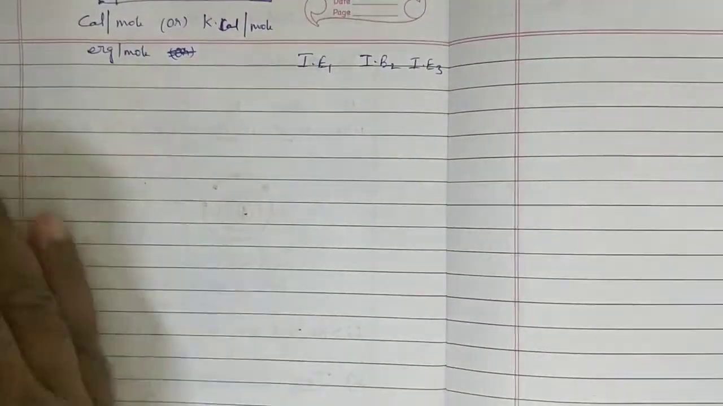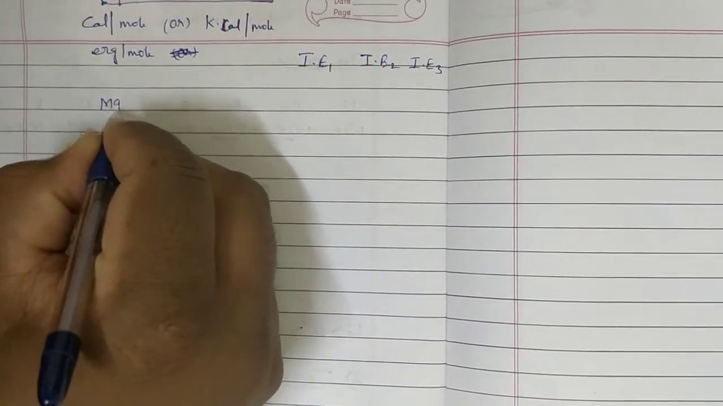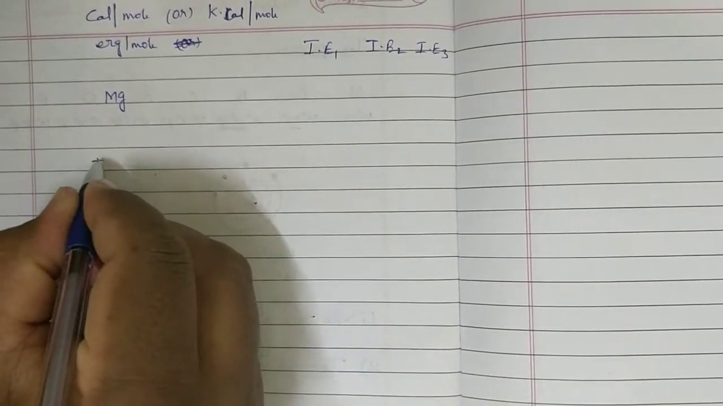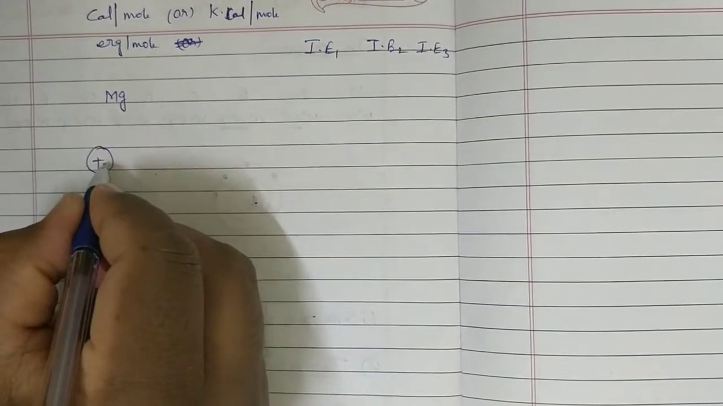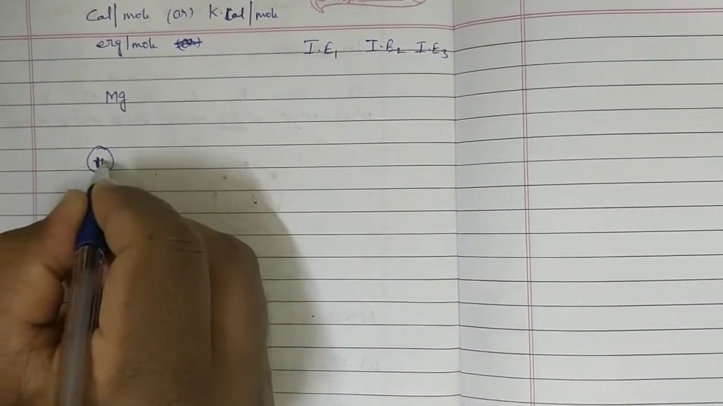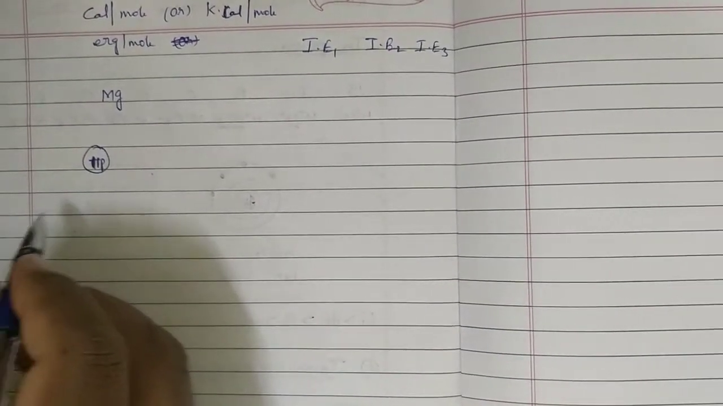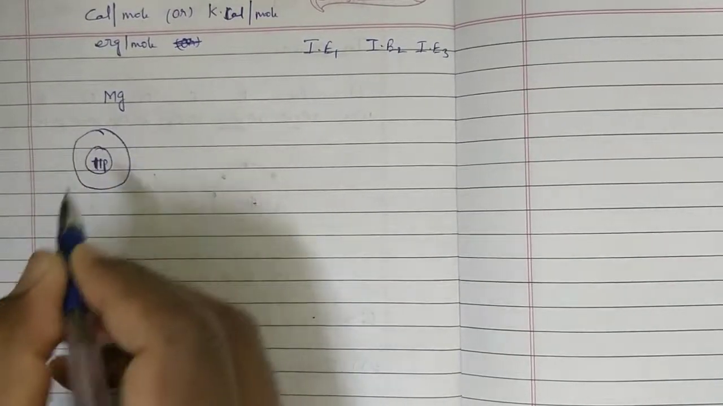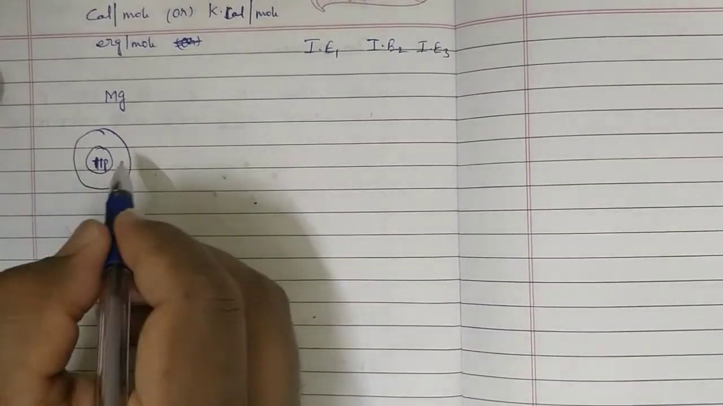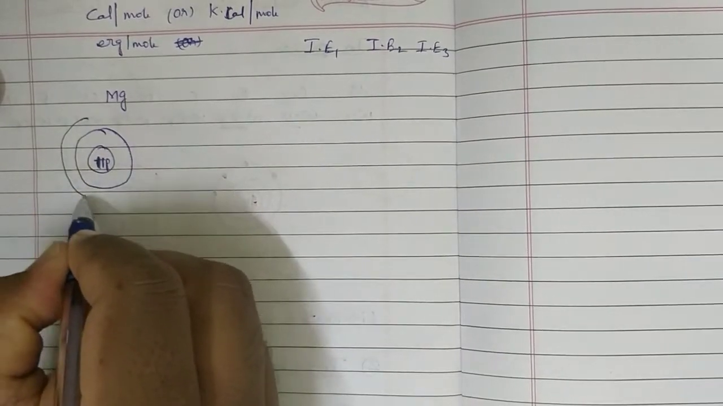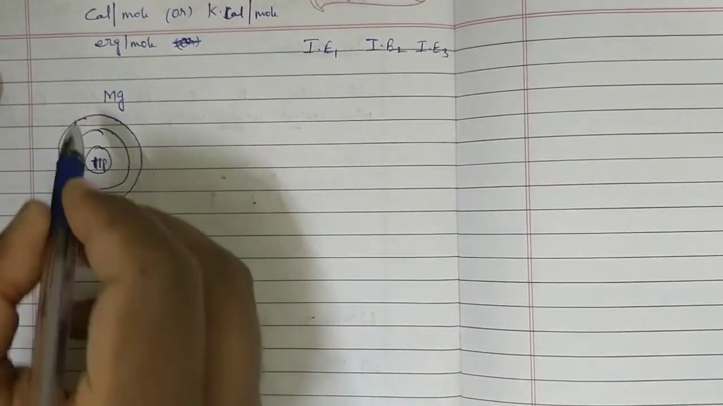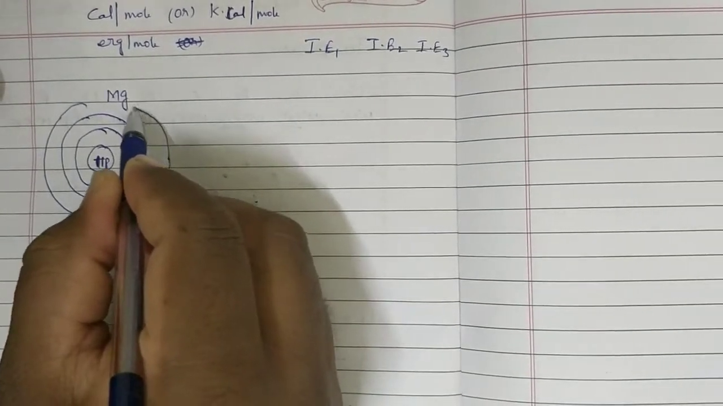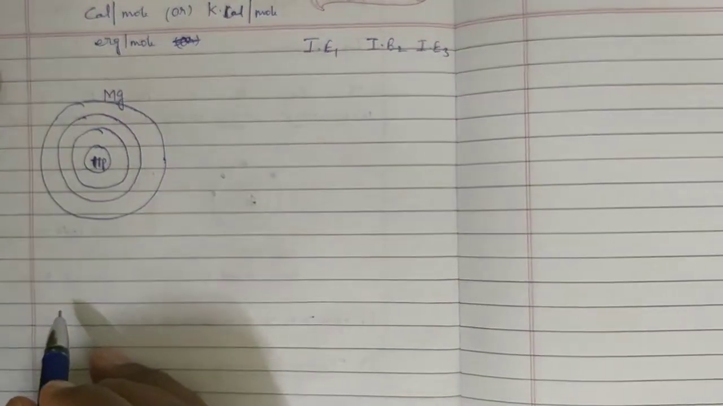Let us consider magnesium. Magnesium contains 11 protons in the nucleus, first shell, second shell, and third shell.